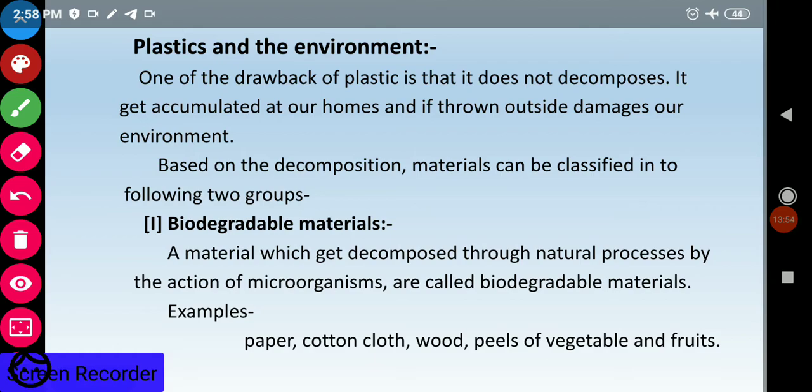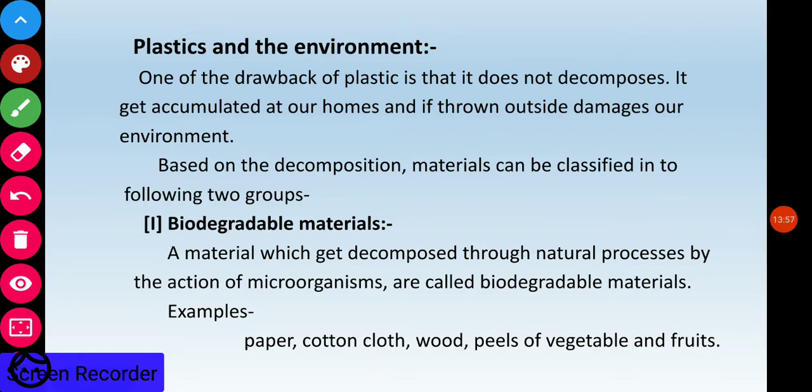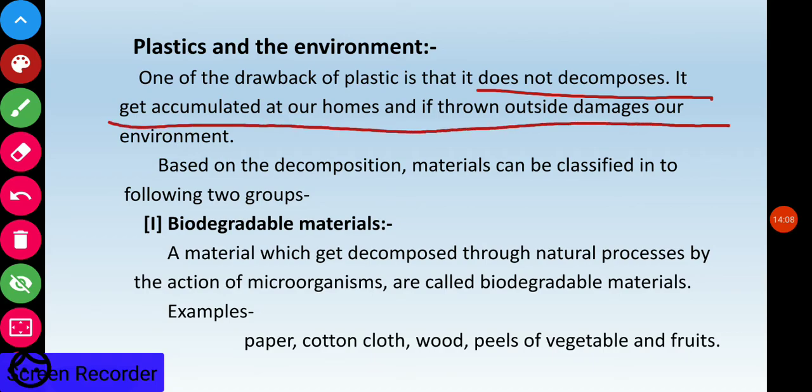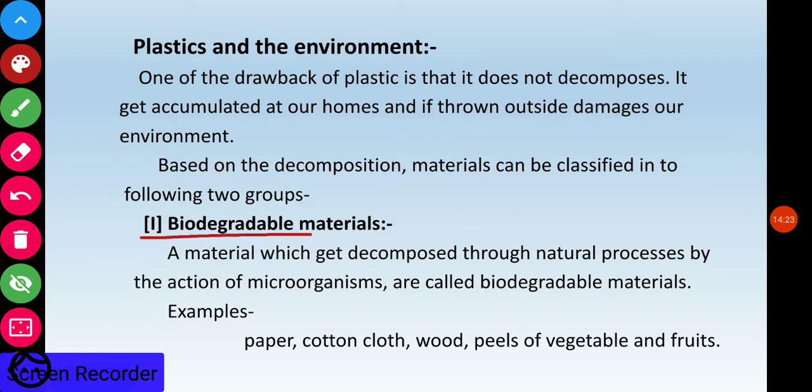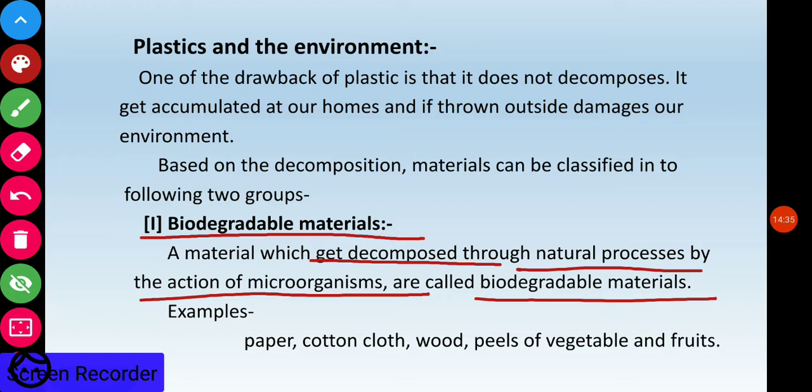Many of the items which we use daily are made of plastic, but plastic, as we know, does not decompose, it gets accumulated at our home and if thrown outside damages our environment. So plastic is not good for the environment. Based on decomposition, materials can be classified into two groups. One, biodegradable material, meaning material which gets decomposed through natural process by the action of microorganisms.